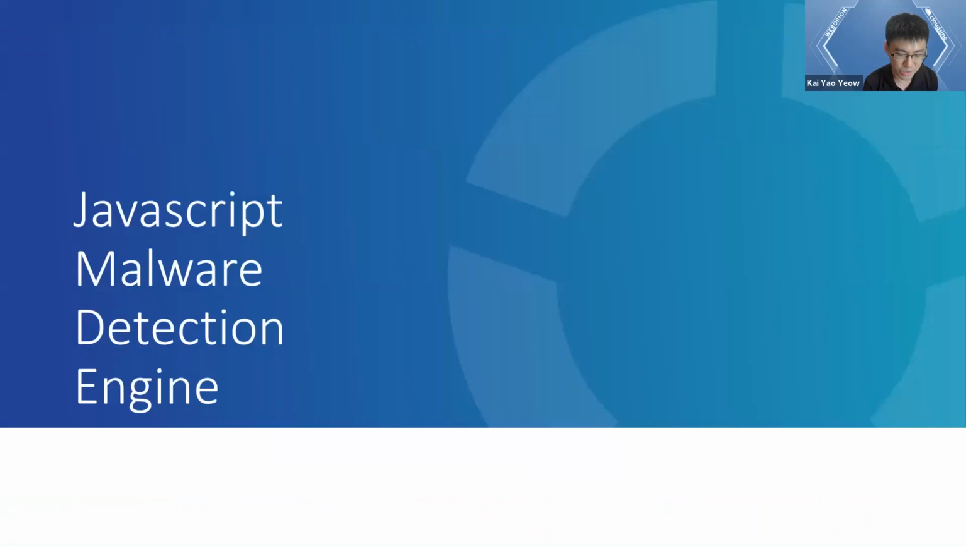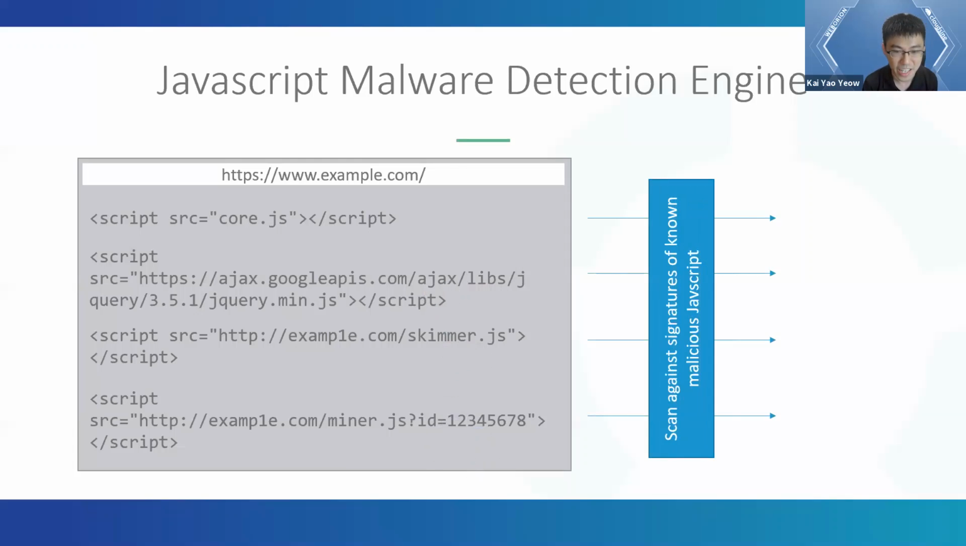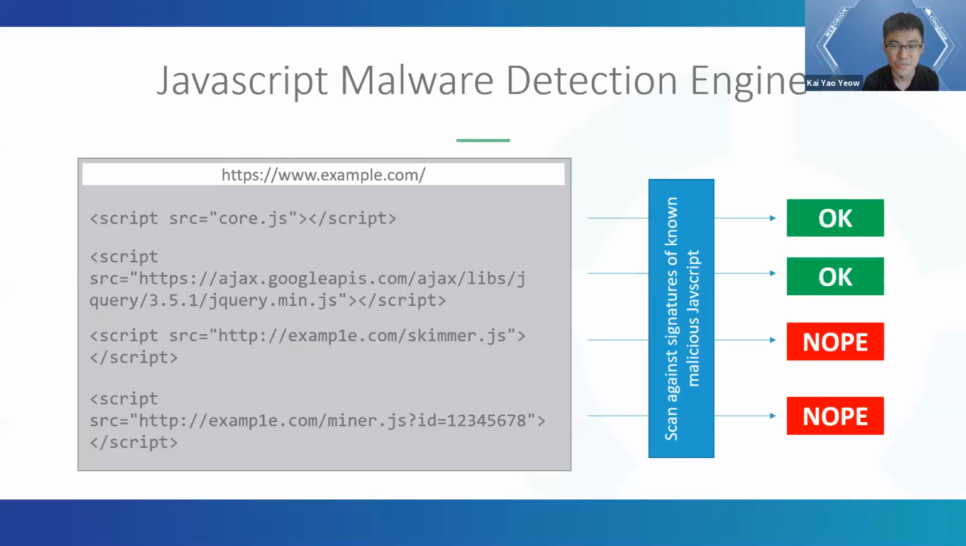So with all these threats in mind, we have this engine called the JavaScript malware detection engine, which tries to detect all this. And the way the engine works is quite simple. On your website nowadays, you probably have a lot of JavaScript. We take all the scripts that we can find on the site, and then we feed them through scanners that check the scripts against signatures of known malicious JavaScript. So we have this set of signatures of known malicious scripts, and it checks whether these are okay or considered malicious.